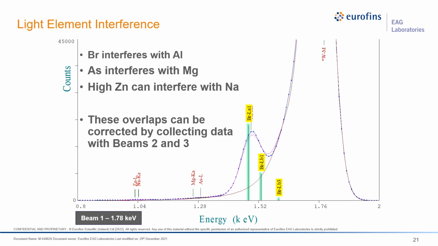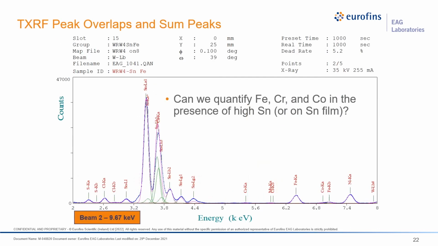So I'm going to show a more extreme example now, talking about overlaps in some peaks. And this is a question we probably get once a month at this point, which is looking to quantify iron, chromium, and cobalt, either in the presence of high tin contamination or on a tin film. So what we see here in this beam 2 data is we actually have a handful of tin peaks that are on the left side of the pattern. It's tin going down the line to about 4.5 keV.